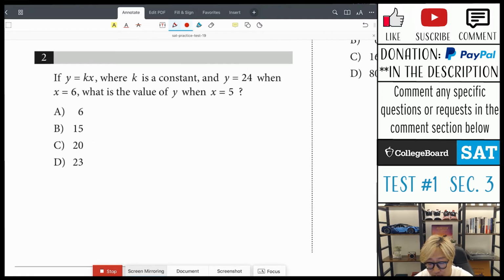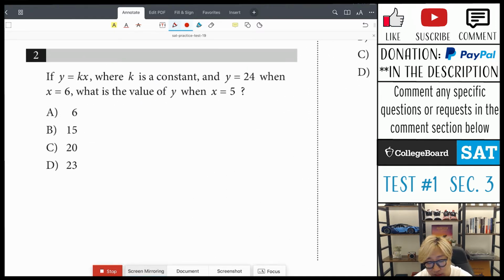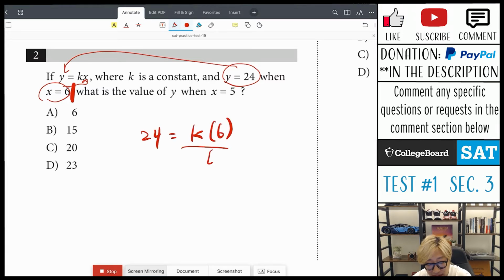Number 2, if y is kx, k is constant, and y is 24 and x is 6, cut. Just put it in. Y is over here, x is over here, just put it in. So 24 is equal to k times x, which is 6. So divide by 6 on both sides. Well, now I know what k is. K is equal to 4.